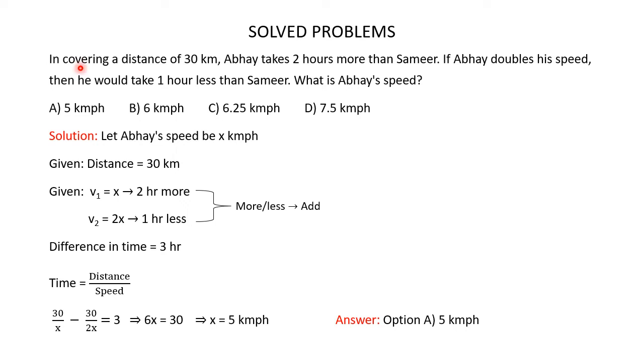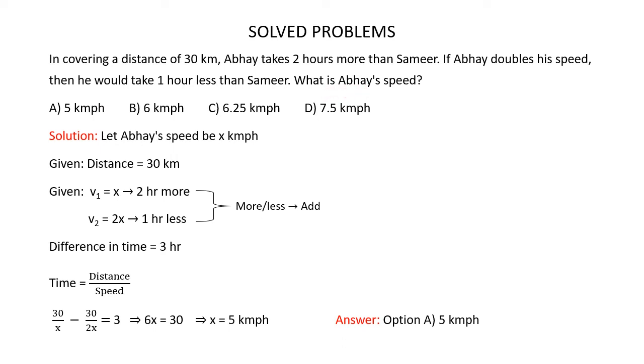In covering a distance of 30 kilometers, Abhay takes 2 hours more than Samir. If Abhay doubles his speed, then he would take 1 hour less than Samir. What is Abhay's speed? You are given 4 options here and you have to find out which of these options is the correct one. So here you are asked to find what is Abhay's speed.